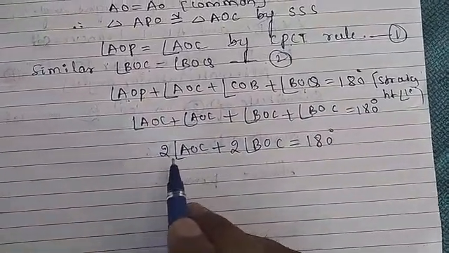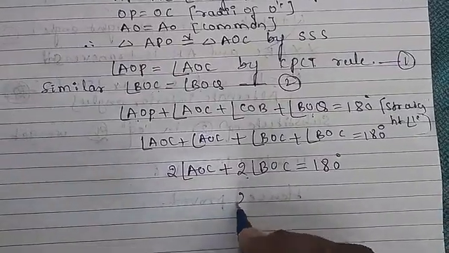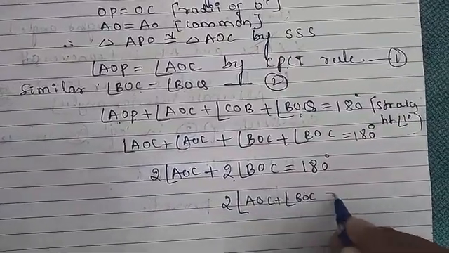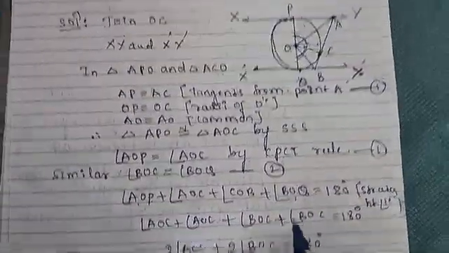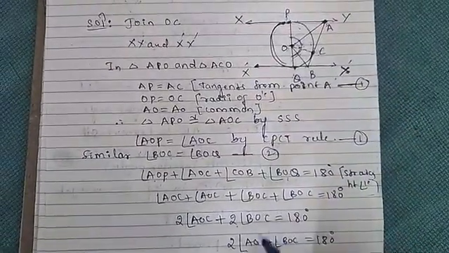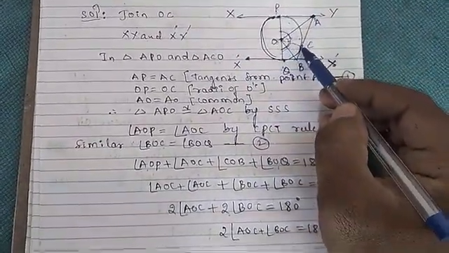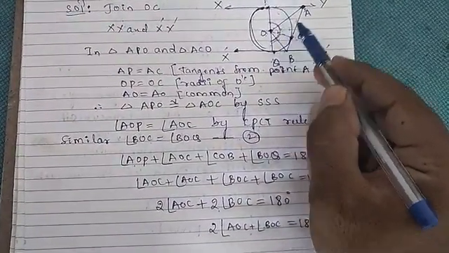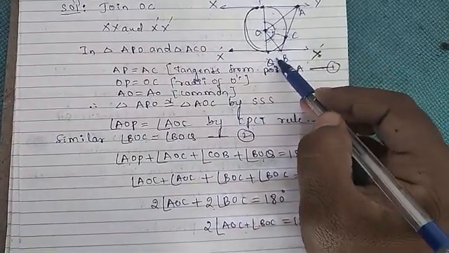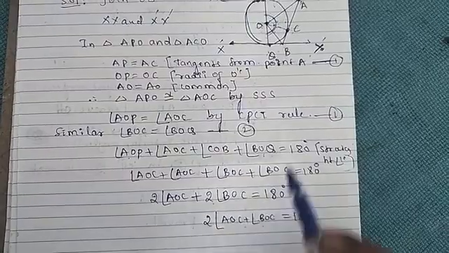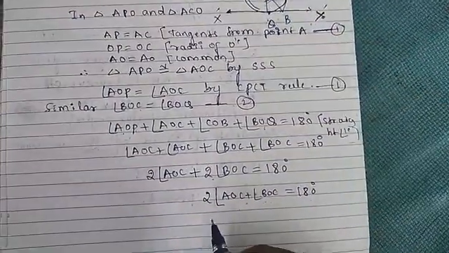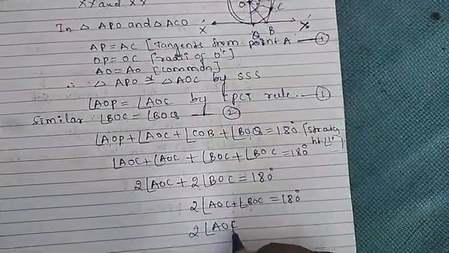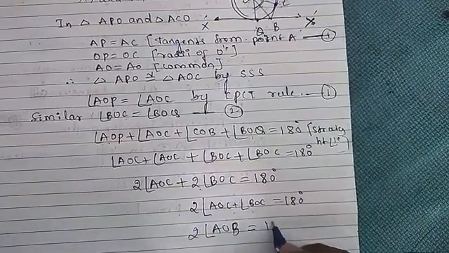Now see that, here also 2. Take 2 as common here. So what is the remaining? Angle AOC plus angle BOC is equal to 90 degrees after dividing. Now see the diagram. Angle AOC plus angle BOC, this angle plus this angle, means what is the name of the whole angle? AOB. So 2 times angle AOB is equal to 180 degrees.